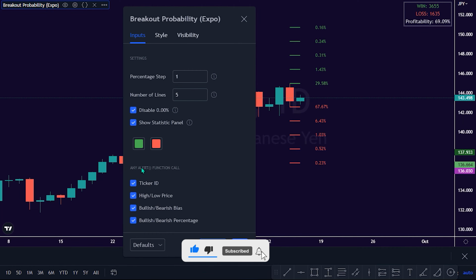On any alert function call, there is the ticker ID, high/low price, bullish/bearish bias, bullish/bearish percentage. These settings will trigger an alert to be sent on candle open, and you can select what should be included in the alert. You can enable all these functions if you wish to receive an alert for these parameters.